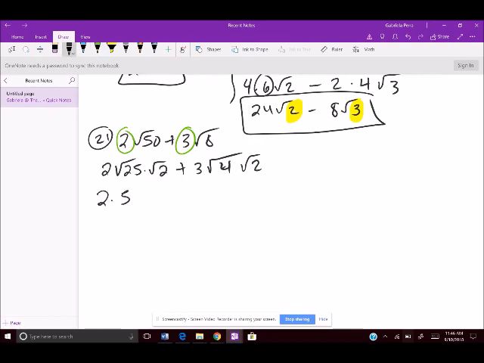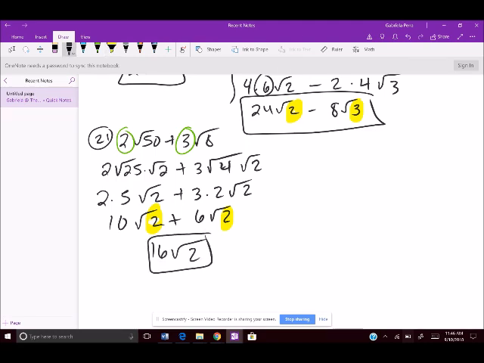So this is 2 times 5 square root of 2, 3 times 2 square root of 2, 10 square root of 2, 6 square root of 2. Are your square roots the same? Yes. Yes, so then that means I should be able to add. So the answer is 16 square root of 2. So far, okay? See?